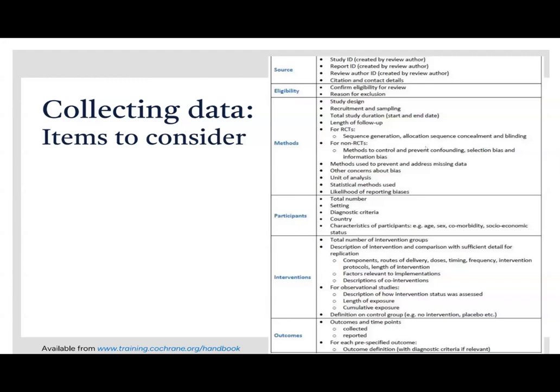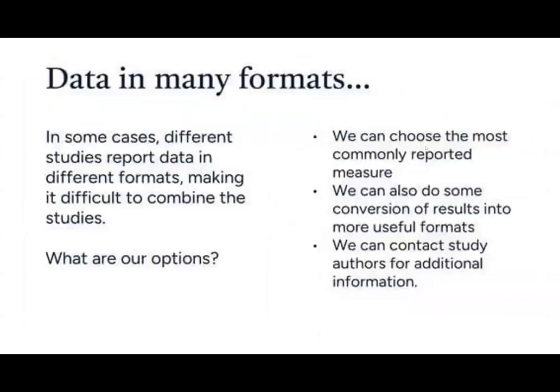And the last, very important, is the outcome. So outcomes and time periods collected and reported for each pre-specified outcome. This is the type of data we extract from the studies. Data comes in many formats. In some cases, different studies report data in different formats, making it difficult to combine the studies.